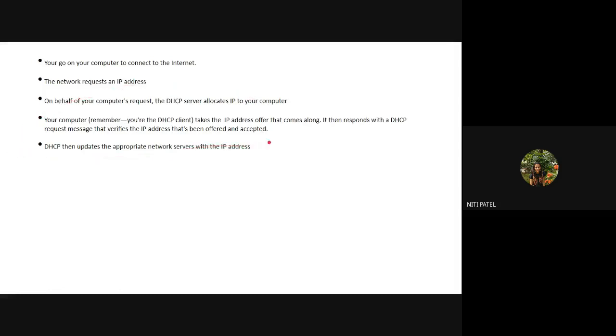Your computer takes the IP address offer that has come along. That means the reply which has come from the DHCP, the client has to accept. It does not have any choice to say that I do not want this IP address, please give me some other IP address. There is no choice. Whichever is given from the DHCP server, the client has to accept that particular IP address. It then responds with a DHCP request message that verifies the IP address that has been offered and accepted.